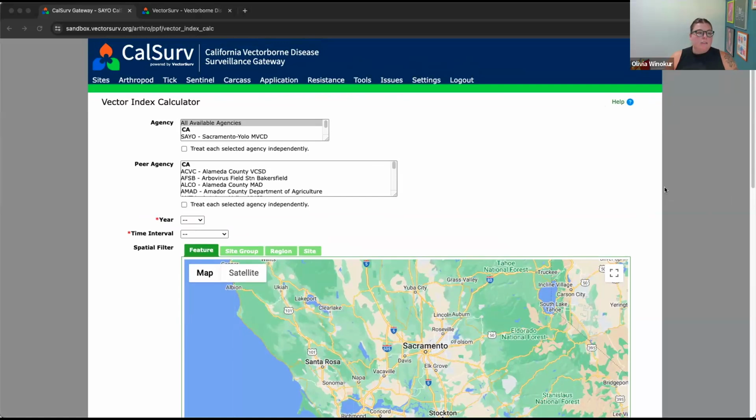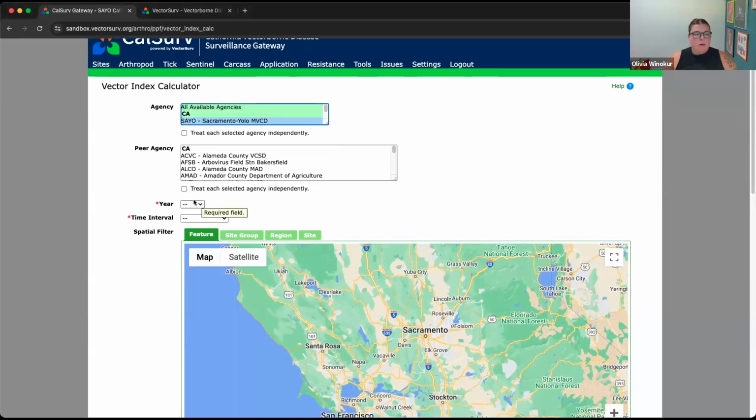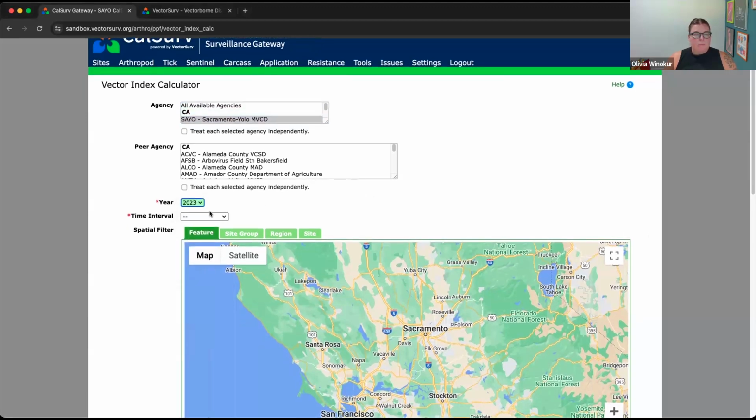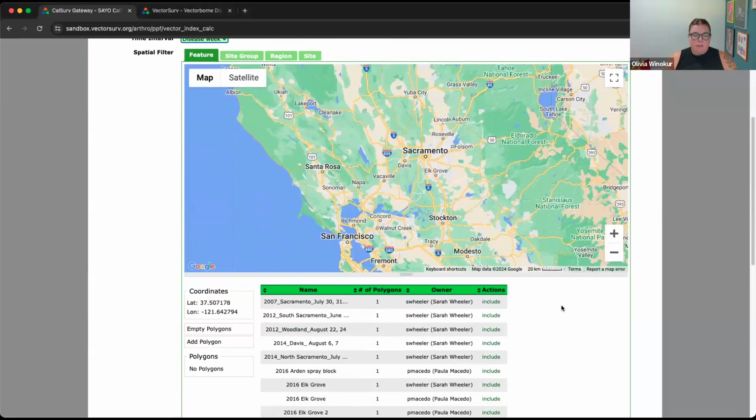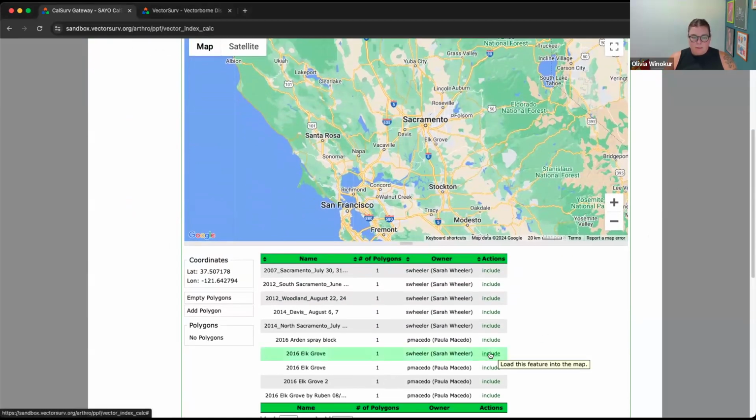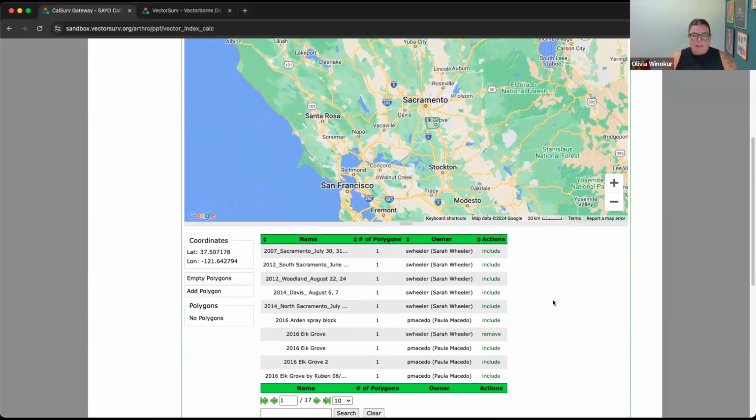So again, things are going to look somewhat similar here for this calculator. We're going to run this for Sacramento Yolo for last year, and we're going to do a disease week interval. Again, we can choose spatial features or draw them ourselves. So we're going to do Elk Grove again. The nice thing is if you create these spatial features and save them to your account, you can just run them week over week instead of having to draw them every time.